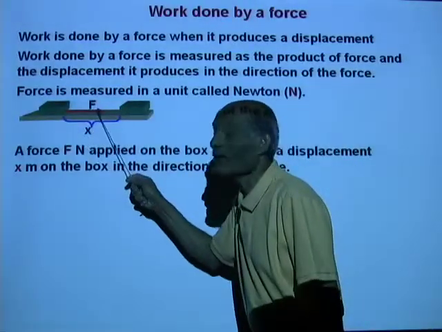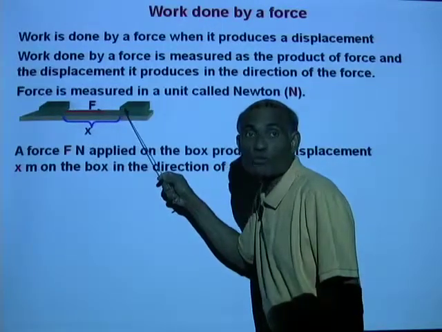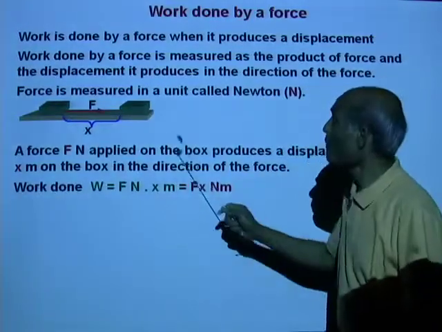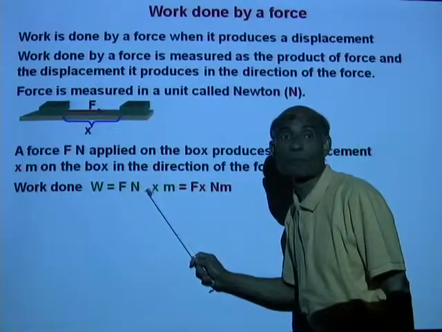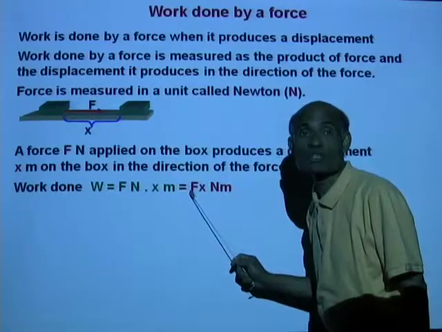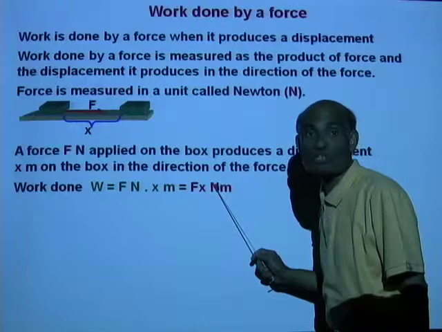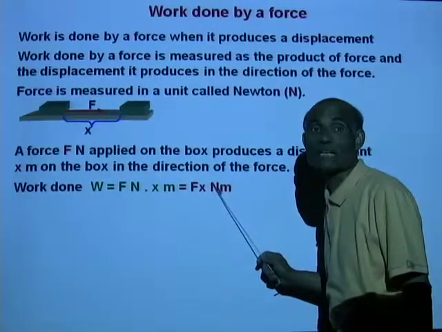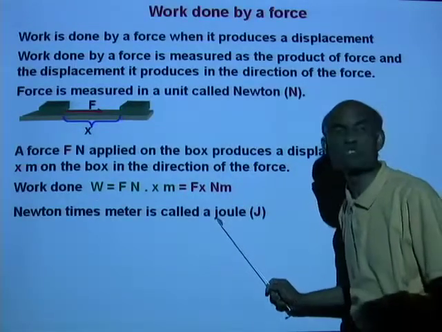So a force F applied on this box displaces the box through a distance of X meter. Therefore, work done is force, measured in Newton, multiplied by displacement, measured in meter. So it is force multiplied by displacement. And what is the unit of that work? Newton times meter. And the Newton times meter is called a joule.